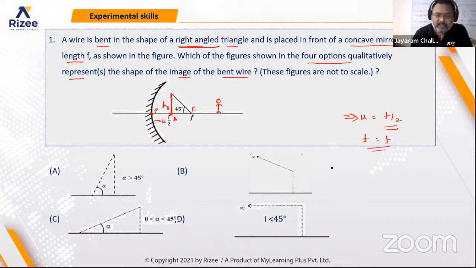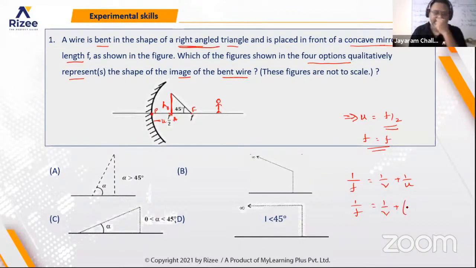Then where will it form? Let us examine that. I'm using the mirror formula: 1 by f is equal to 1 by v plus 1 by u. We know the focus f, and the 1 by v value is the one we need to find out. Since the object is on the object side, I'm taking u as minus f by 2. If I bring it to the other side, it will be the minus sign, and this will be the plus sign on this side.